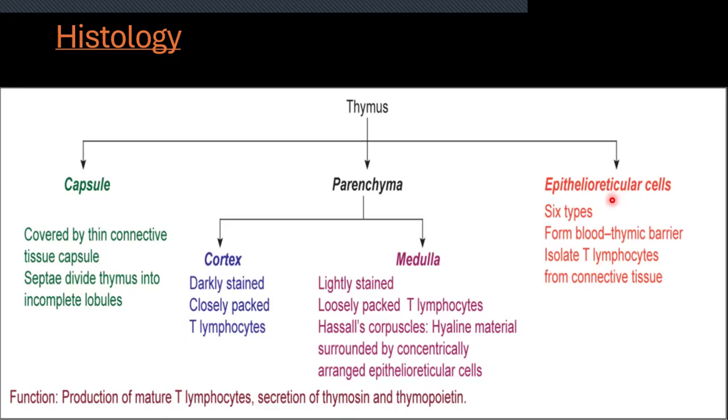Okay, and now the trainers are the epithelial reticular cells. Okay, so the function of the thymus is simply to produce mature T lymphocytes, and also they secrete. It is considered as part of the endocrine system because it secretes the hormones thymosin and thymopoietin. Okay?